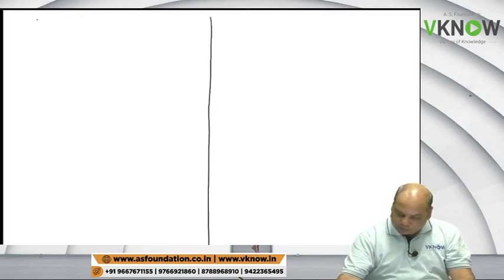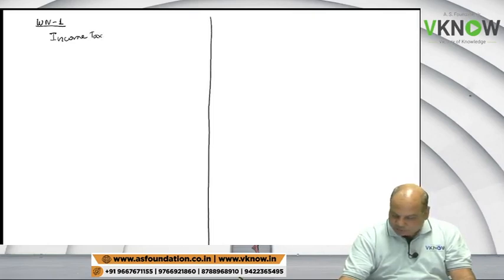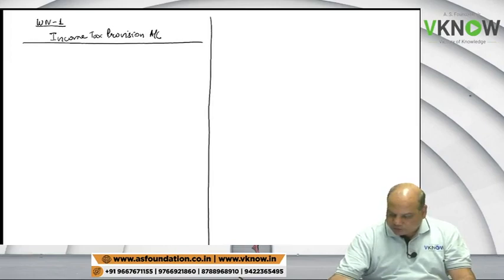So write down below working note 1. Working note 1, write down income tax provision account. There is one adjustment in income tax provision. Leave 5 lines blank.